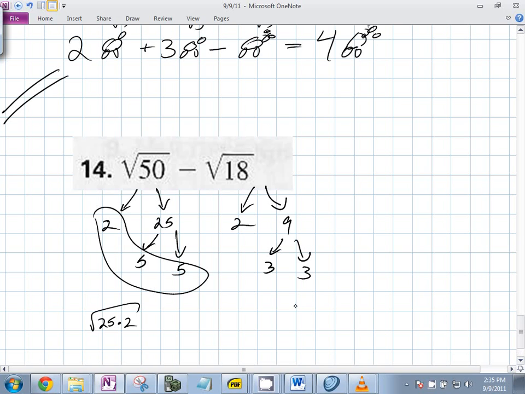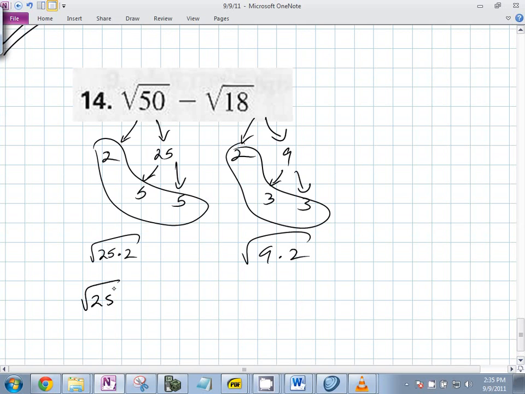So this is 2 times 3 times 3. So that's the square root of 9 times the square root of 2. And I'm not putting another one in there. So what does that turn into? The square root of 25 times the square root of 2 minus the square root of 9 times the square root of 2. What's the square root of 25? 5 root 2 minus 3 root 2 is equal to? 2 root 2.